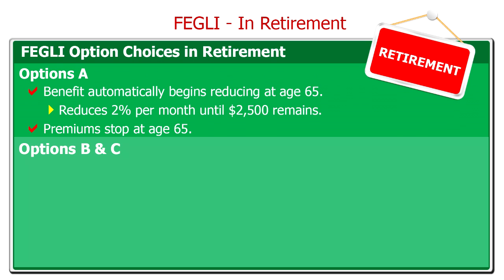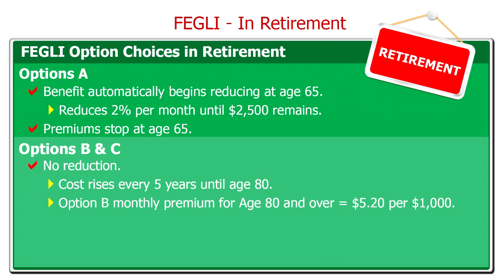Option B and C, if elected to take into retirement, has two choices, either a no reduction or a full reduction. No reduction is just that. You elect to keep the full death benefit in retirement with no reduction of your death benefit. The cost per thousand increases for every 5-year age bracket until the age of 80. At age 80, the cost remains $5.20 per $1,000 of death benefit until death.